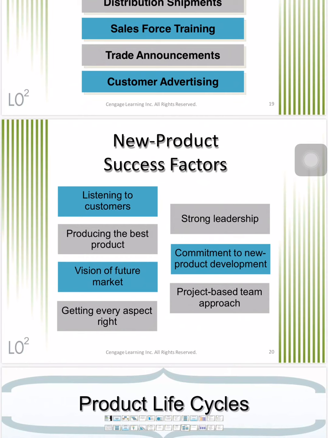And then project-based team approach, which is for product development. In product development, of course, you must have a team approach. Work in the team. All the functional departments have to participate. If, let's say, external sources also have to participate, yes, they have to work in the team for the new product development process.